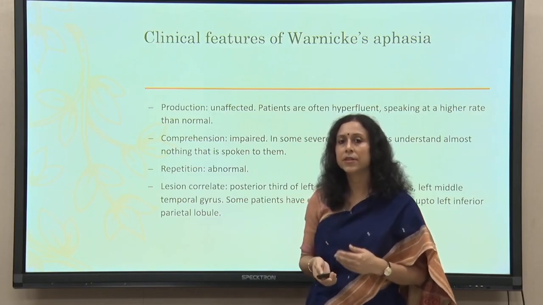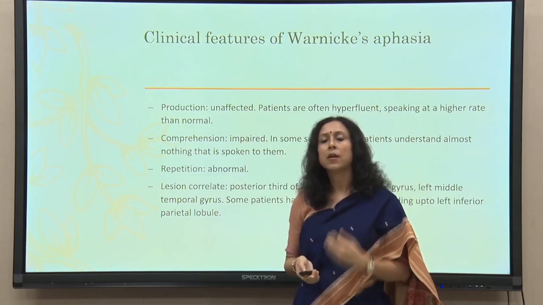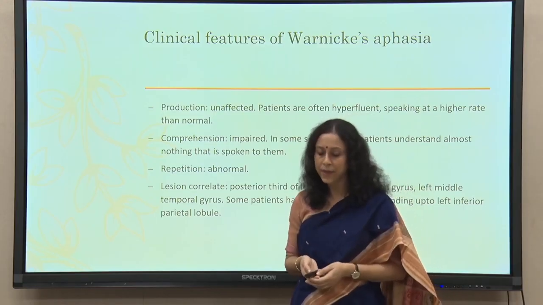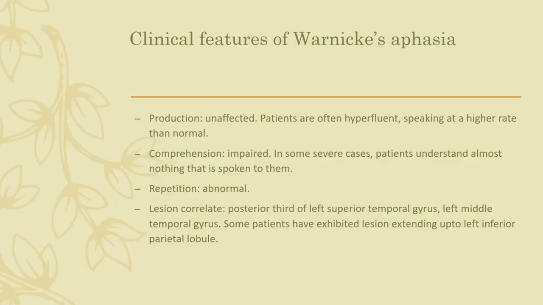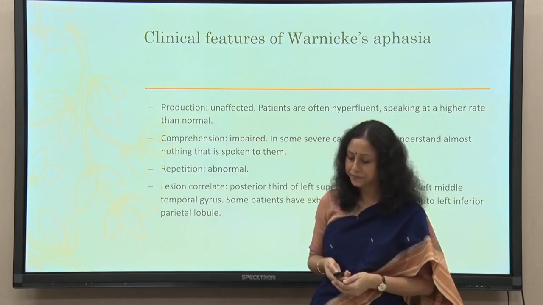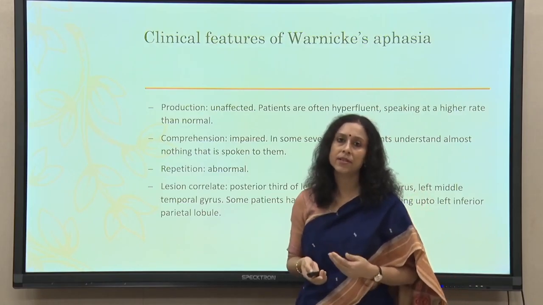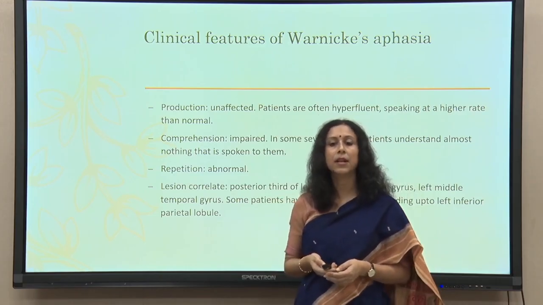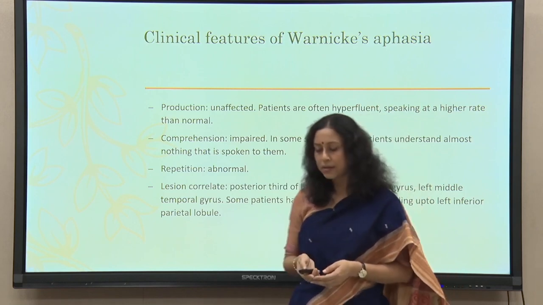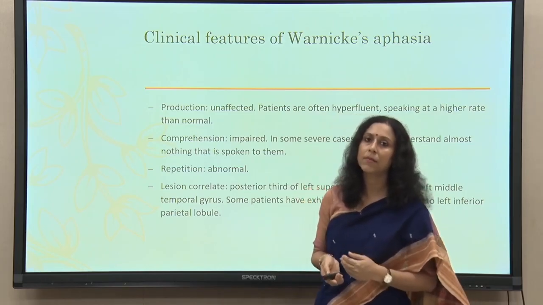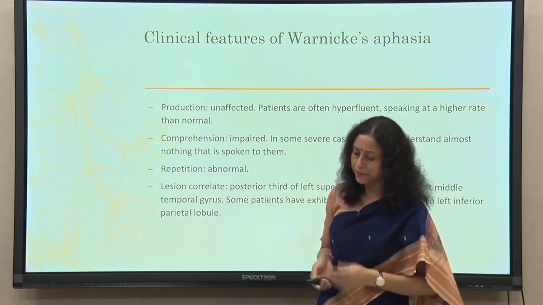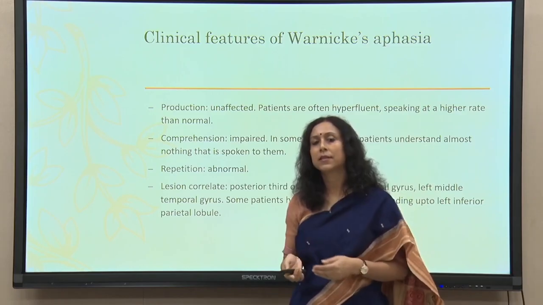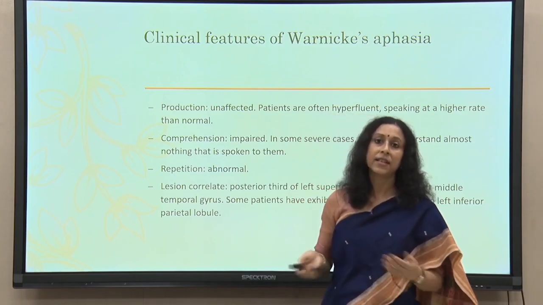So, we will look at the clinical features of various aphasias through production, comprehension, repetition of words and sentences, and of course, the lesion site. As far as the lesion correlate is concerned, in the case of Wernicke's aphasia, the posterior third of the left superior temporal gyrus is found to be most affected, along with the left middle temporal gyrus. However, this is not universal. Many patients have shown slightly different domains. Sometimes some patients have also exhibited lesions extending up to the left inferior parietal lobule as well. So, there are some areas which are typically found to be affected, most often the left superior temporal gyrus, but this is not universal. Some patients do show some extended damage as well.